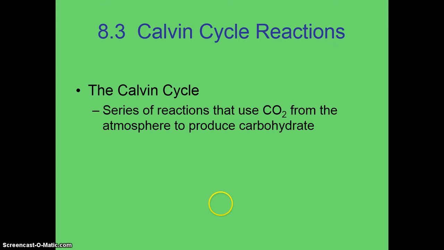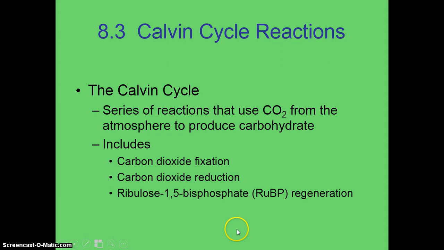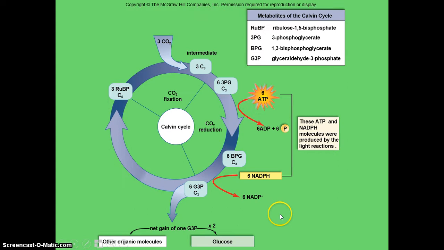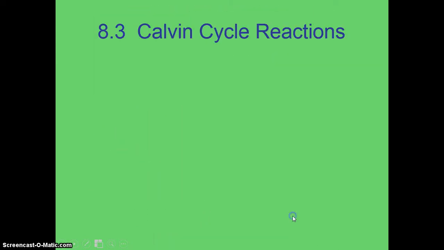This is a series of reactions, and it's going to use the CO2 from the atmosphere to produce a carbohydrate. This process is going to include carbon dioxide fixation, carbon dioxide reduction, and we're going to talk about ribulose, which is RuBP, and it gets regenerated in the process of the Calvin cycle, or the light-independent reactions. Okay, let's take a closer look at what's going on. First of all, let's talk about the fixation of carbon dioxide.